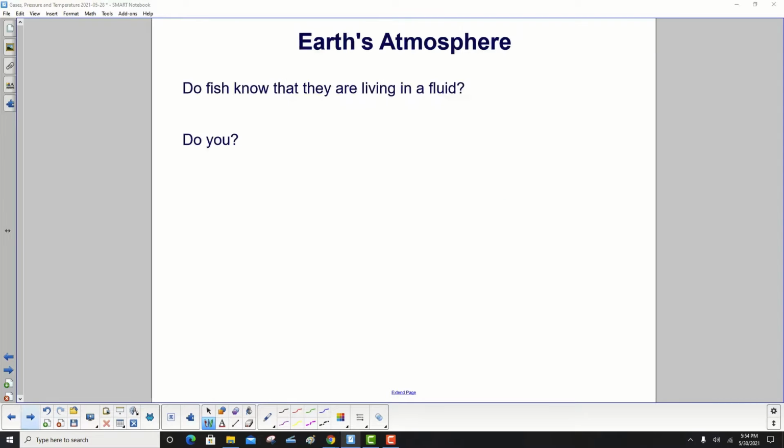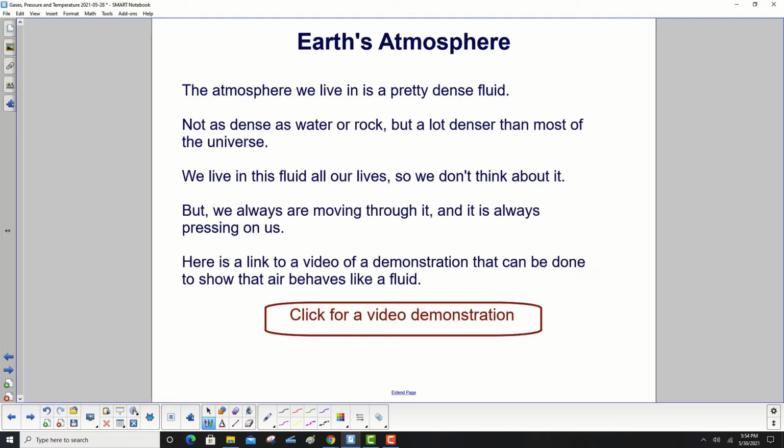Atmospheric pressure. Here's a philosophical question. Do fish know that they are living in a fluid? Do you? Well, whether you do or not, you do live in a fluid. The atmosphere we live in is a pretty dense fluid. Not as dense as water or rock, but a lot denser than most of the universe.